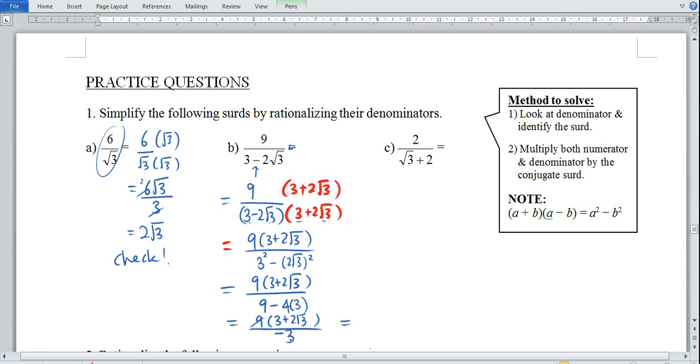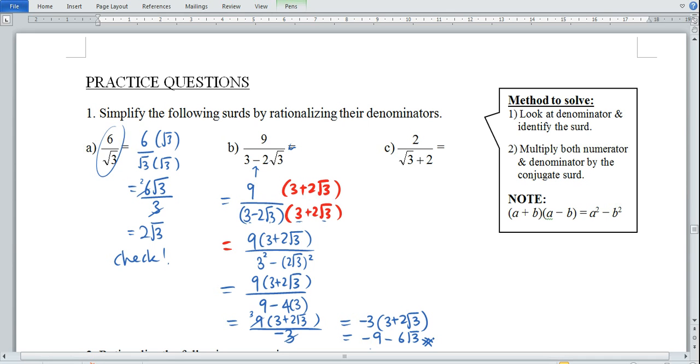So I can simplify the denominator more to get negative 3, and I can simplify again to get negative 3 plus 2 square root 3. Now you can leave your answer in this way, or you can choose to expand it further. So you can always check your answer again. By now you should know how.